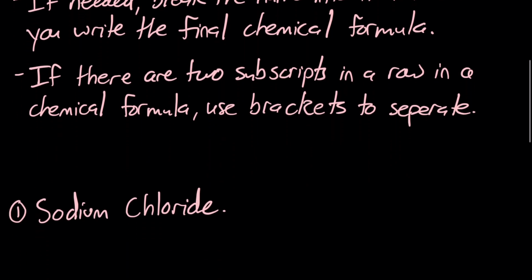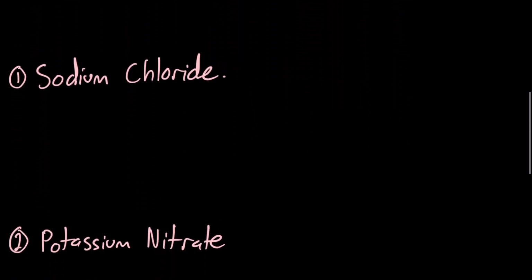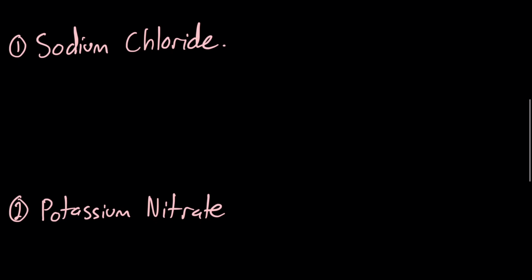So let's get to some examples here. The first one we have is sodium chloride. So if you look on a common ion sheet, you will find that sodium will have a 1+ charge, and chloride will just have a 1- charge. So as you can see, this 1+ charge here and this 1- charge there, they will just cancel one another out. So we will not even talk about the swap and drop rule here.